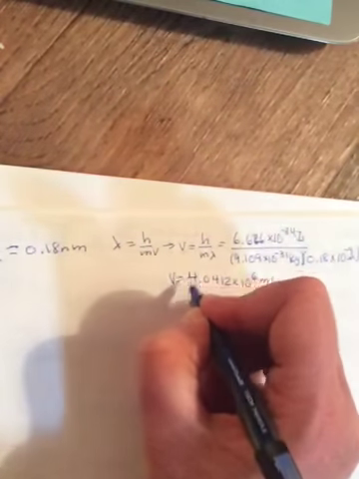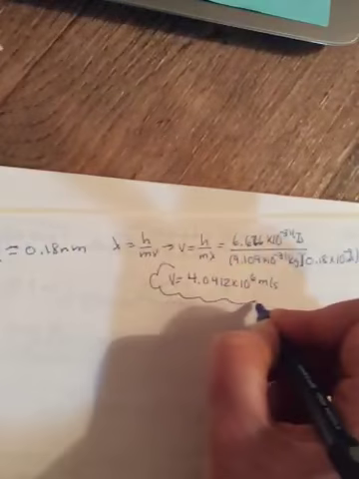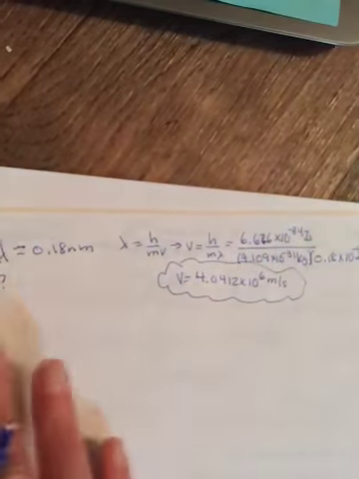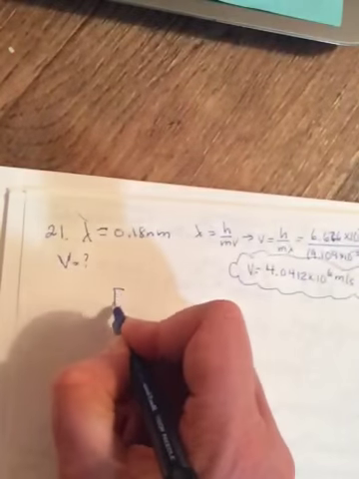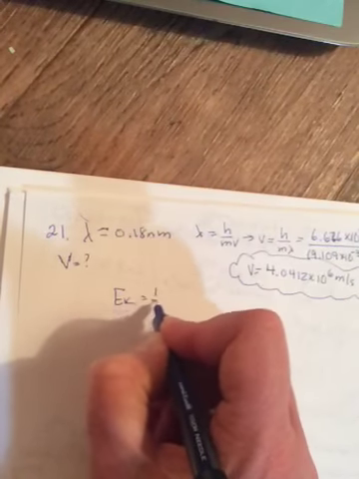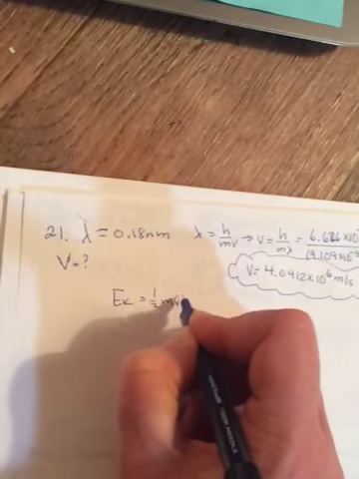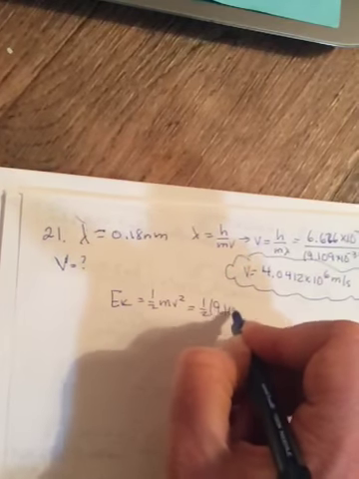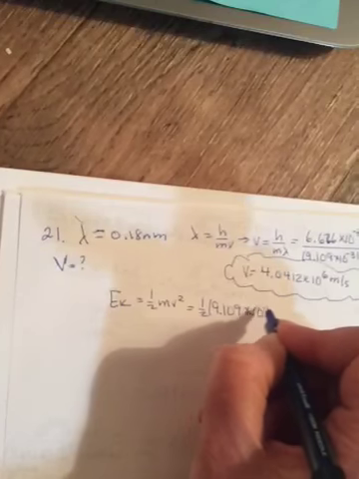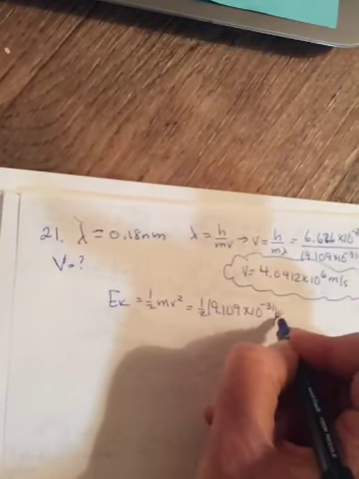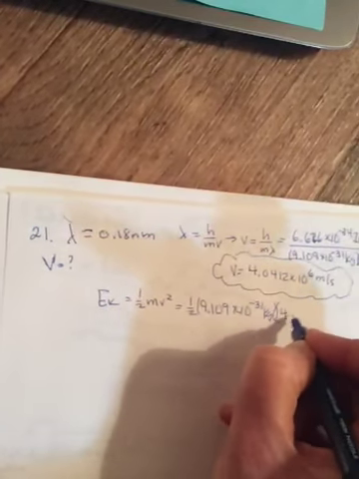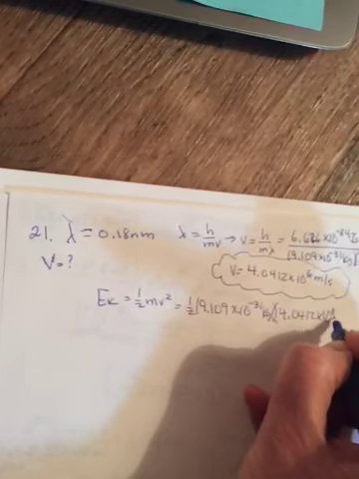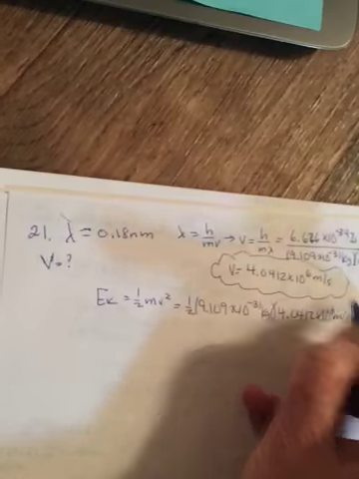Told you electrons could go fast. That okay? So that's the speed. So now we can get the kinetic energy. So EK is equal to 1/2 mv squared. So 1/2 times 9.109 to the negative 31 kilograms times this 4.0412 to the 6 meters per second squared.